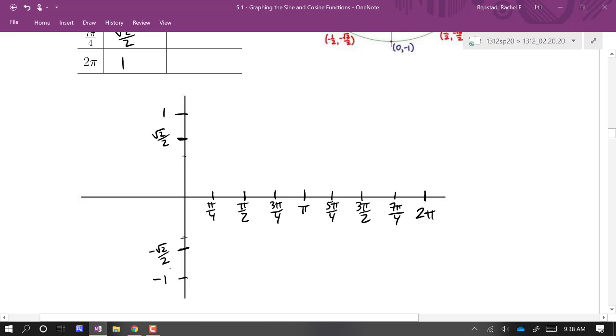So now at 0, we start up at positive 1. At pi over 4, we're down here. At pi over 2, we're at 0. And at 3 pi over 4, we're at negative root 2 over 2. At pi, we're at negative 1. 5 pi over 4, back to negative root 2 over 2. 3 pi over 2, bottom of the circle, so x is 0. 7 pi over 4, at positive root 2 over 2, and then at 2 pi, we're up to 1.